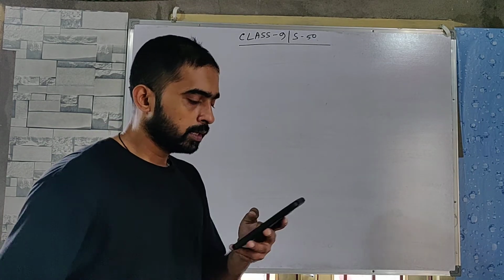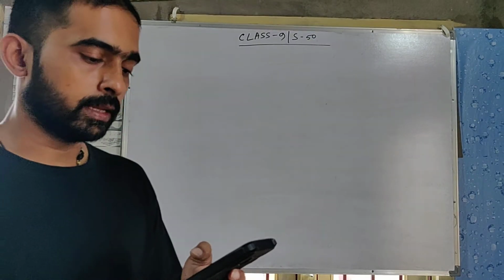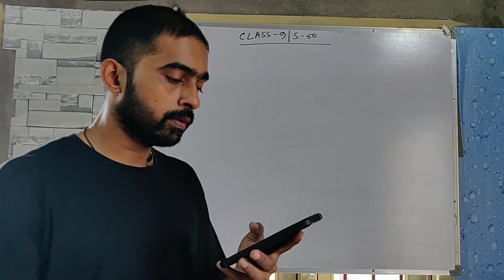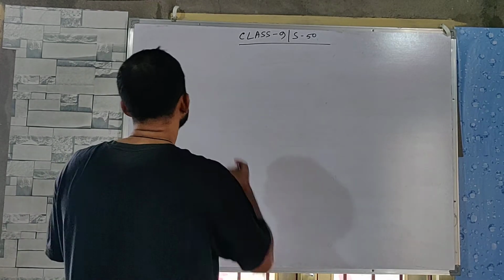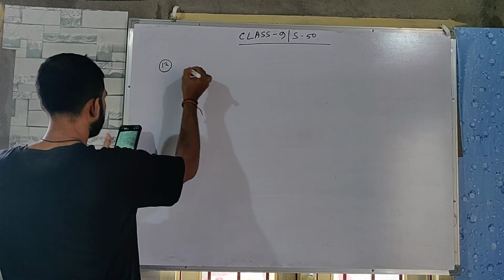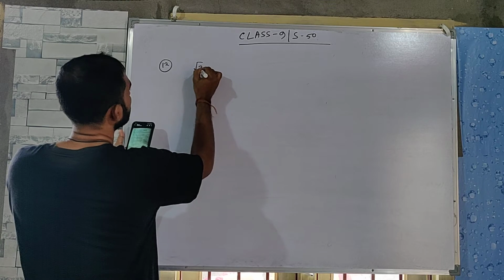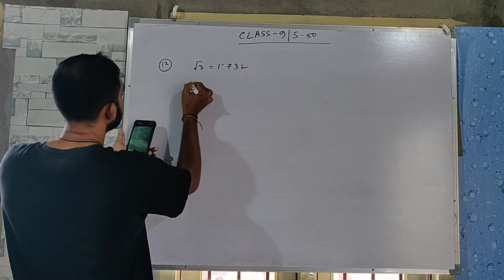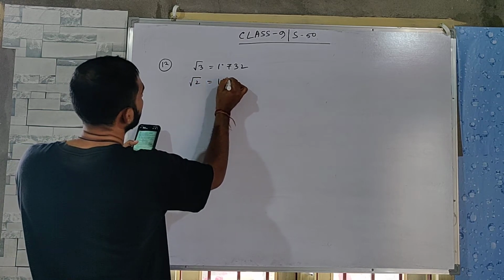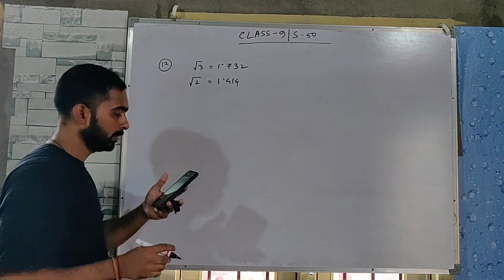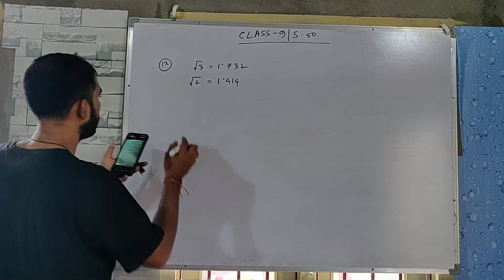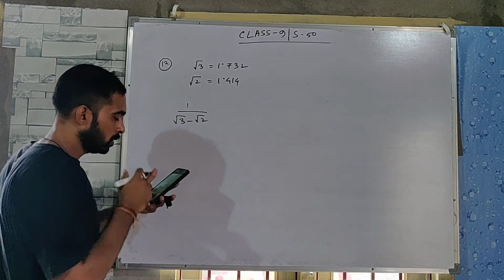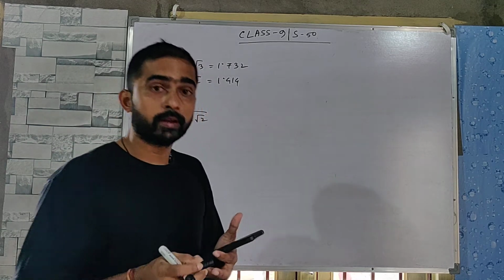Now question 12: the value of root over 3 is given and the value of root over 2 is given. We have to find the approximate value of the given question. So now see here what is given. Root over 3 equal to 1.732 and root over 2 equal to 1.414. These are the given values. Now we have to find the value of 1 by root over 3 minus root over 2. What is the value of 1 by root over 3 minus root over 2?